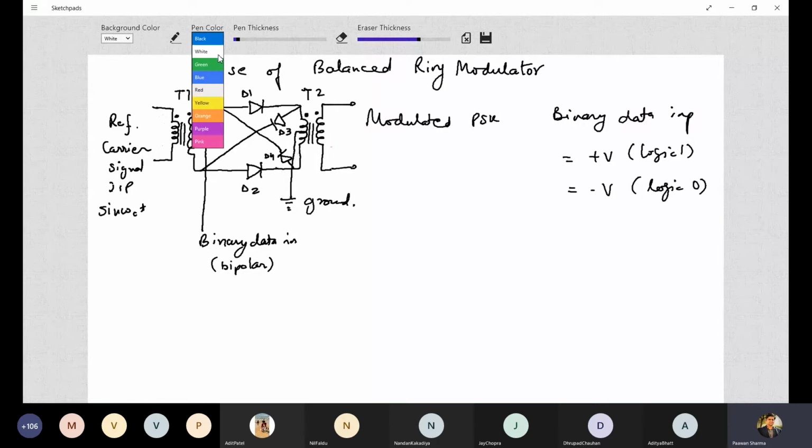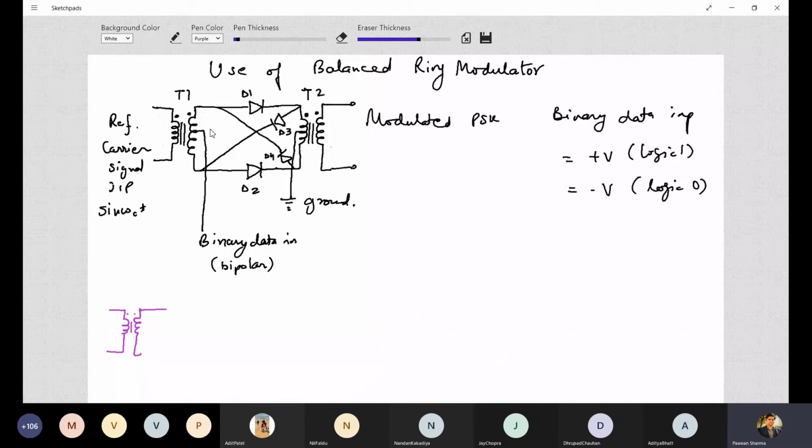Please give a try. D1 and D2, yes, D1 and D2 will be forward bias and they will be switched on. This will be closed. So when you have logic 1, I'm just quickly recreating this circuit like this. This is coupling.